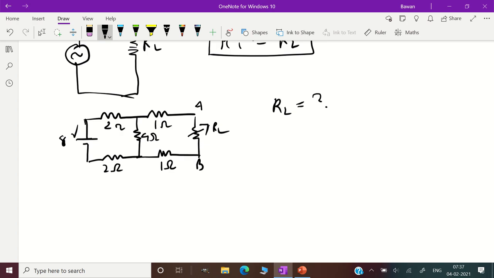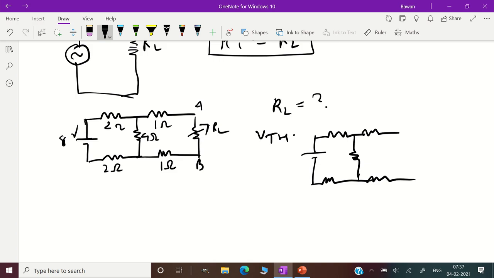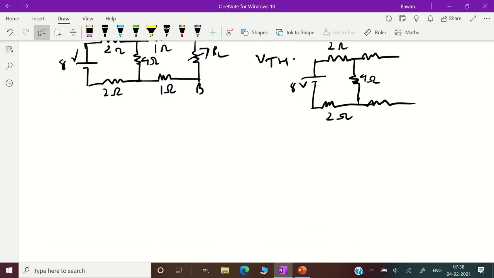For VTH, we open the circuit, we open the load. So my circuit looks something like this. And from here we know that current will not flow in loop B, so whatever current flows is in the first loop. So this is 2 ohms, this is 4 ohms, and this is another 2 ohms and 8 volts. So with this, we need to find out what is VTH.